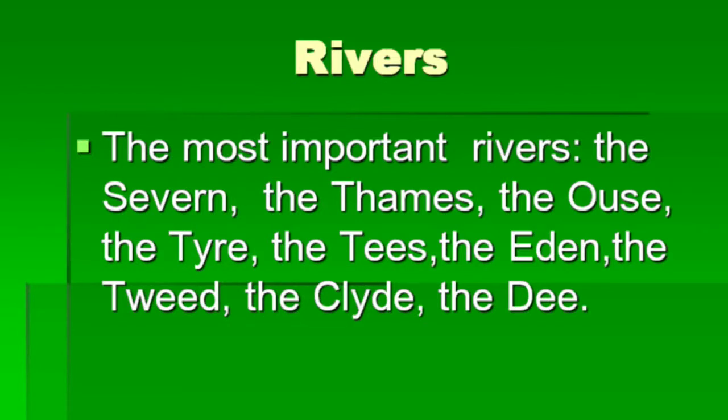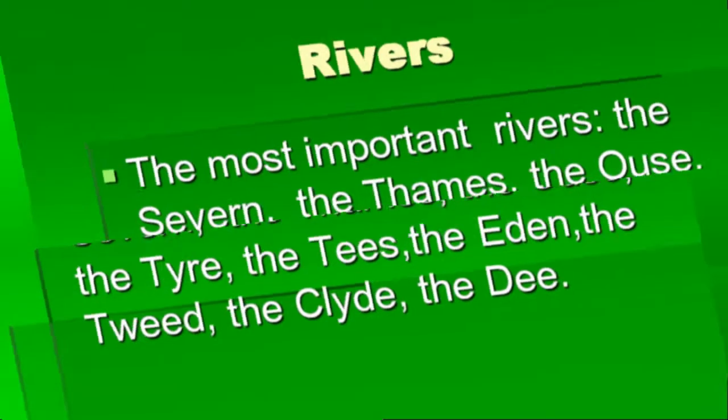The rivers of Britain are short. Their direction and character are determined by the position of the mountains. Most of the rivers flow in the eastward direction, since the west coast is mountainous. The water level in rivers is always high. That's why they are ice-free in winter. British rivers form deep estuaries. The most important rivers are the Severn, the Thames, the Ouse, the Tyne, the Tees, the Eden, the Tweed, the Clyde and the Dee. The last 3 are situated in Scotland.